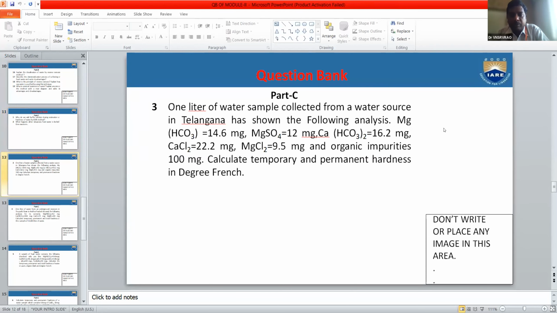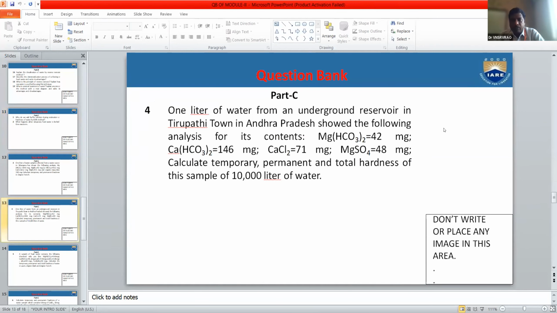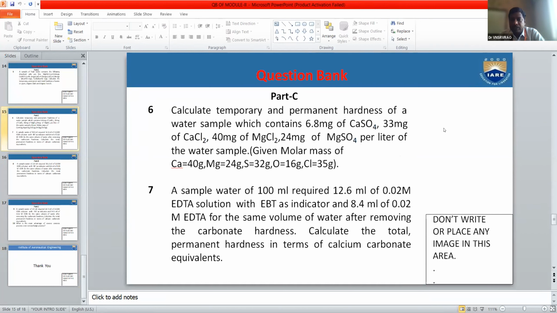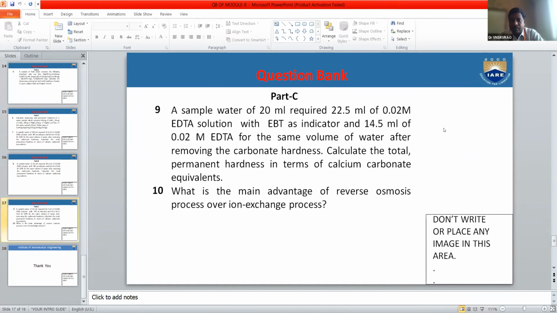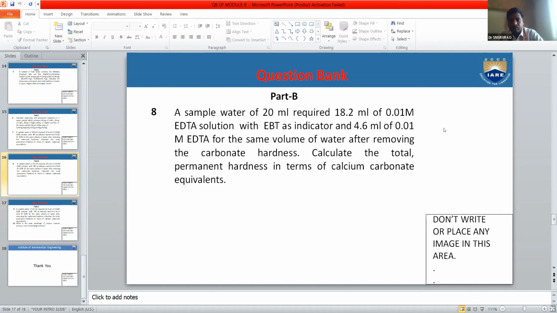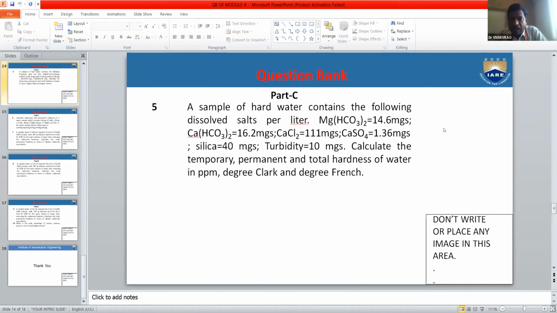Okay ma? And from the third question onwards, there are problems 3, 4, 5, 6. These 4 problems are under the same model, and 7, 8, 9 are based on EDTA titration problems. Okay ma? I already explained these problems in offline mode classes, but anyway, I will revise one model problem.